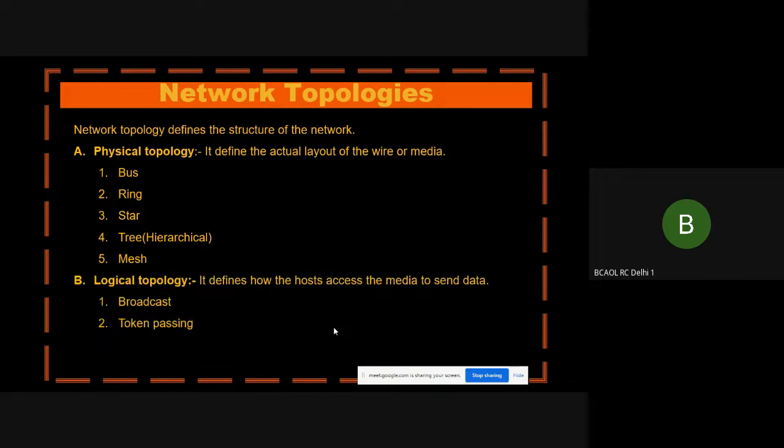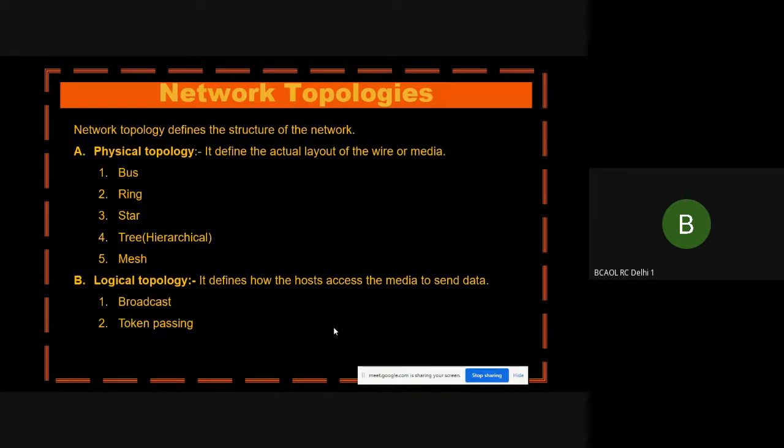And there are logical topologies also. It defines how the host accesses the media to send data, like broadcast or token passing. Do you know what broadcasting is? What you are doing right now, you are broadcasting your screen to us. So all the people can see, like on a television. Television is just a kind of broadcast, right? Sending one piece of information to all participants. That is broadcasting. And token passing is, suppose the person who intends to send the data takes the token, sends the data, and returns the token back when he has sent the data. That kind of logical topology is also there.